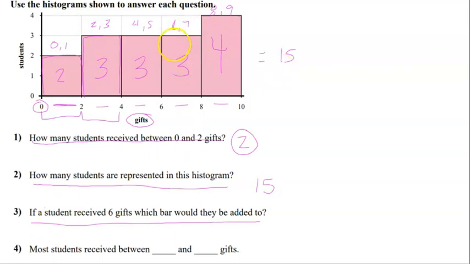So if we look at it that way, the 4th bar, this bar right here, would be the one that 6 would be included in. The 6 to 8 range one. Most students received between blank and blank gifts. So if we look here, 4 is the maximum number of students receiving gifts. So between 8 and 10 gifts.